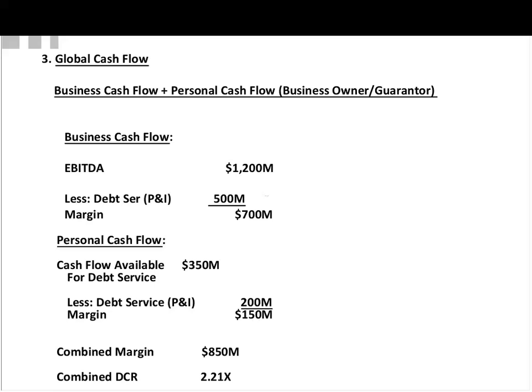This has also become mandatory in the last few years by the regulators. And number one, number two, most institutions, as a minimum standard, 1.20 debt coverage. 1.20.